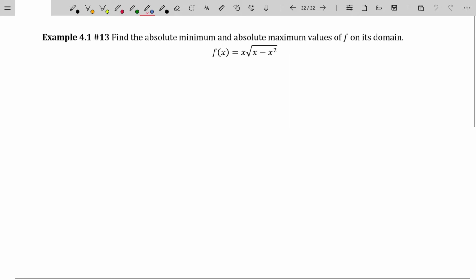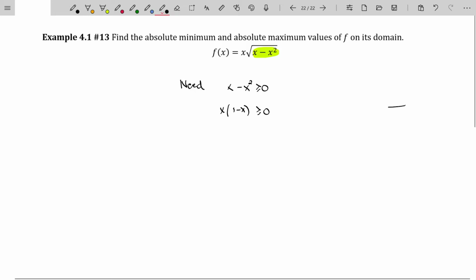And as a final example, find the max and min of this function, period. And this function has an implied domain. The implied domain is built from the argument of that radical, the radicand itself. We need x minus x squared to be greater than or equal to 0. That's just how it's going to work. And so that means we need x times 1 minus x to be greater than or equal to 0.